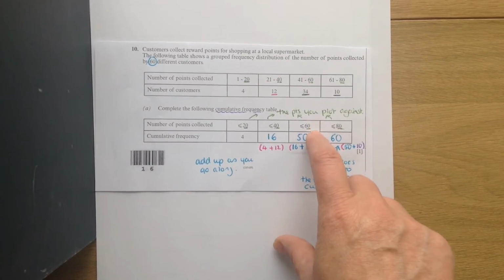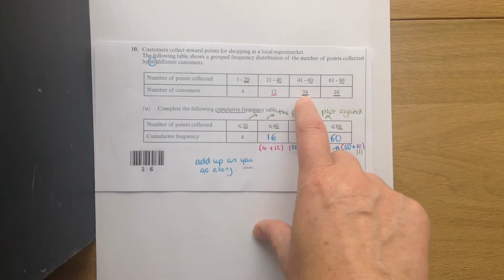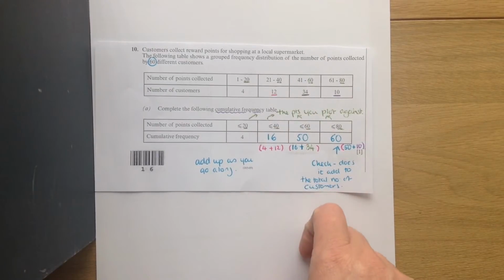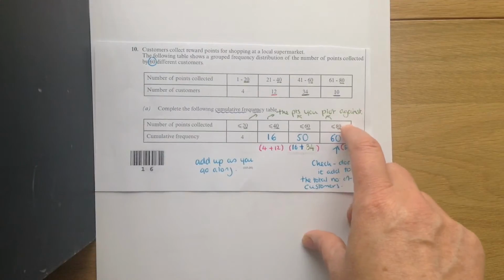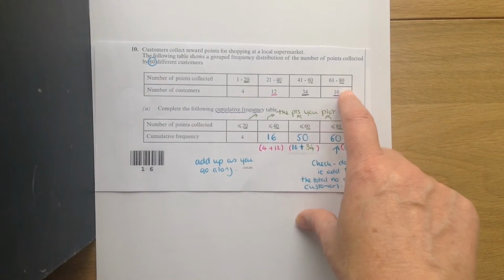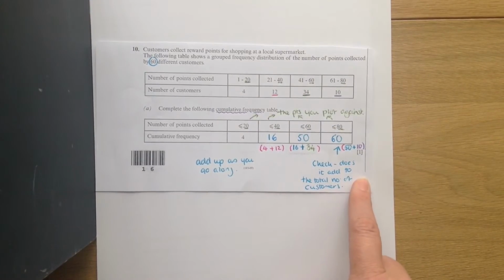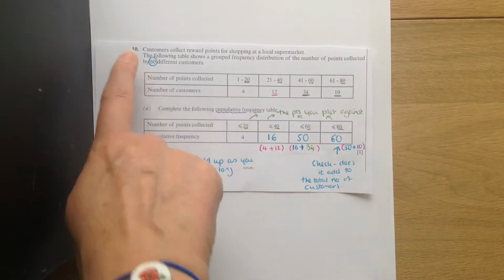Less than or equal to 60 points? Well, that's all of those 16 plus the additional 34, 50. And less than or equal to 80 is going to be those 50 plus the additional 10 to get 60. Make sure that it adds up to the right total, which this one does.